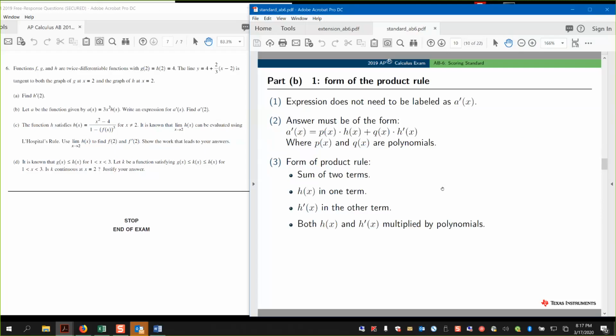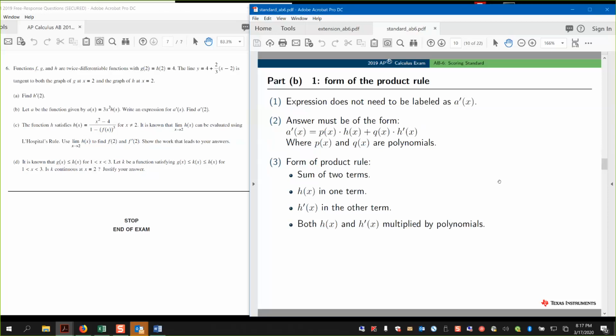All right, so part B was worth 3 points here, and the students had to find both, remember, both a prime of x and a prime of 2. So the first point, the way that I think of this, is a conceptual point for demonstrating the general idea, the general correct form of the product rule. So what does that mean? The expression presented does not need to be labeled as a prime of x, but the general form has to look like this right here, where p of x and q of x are polynomials.